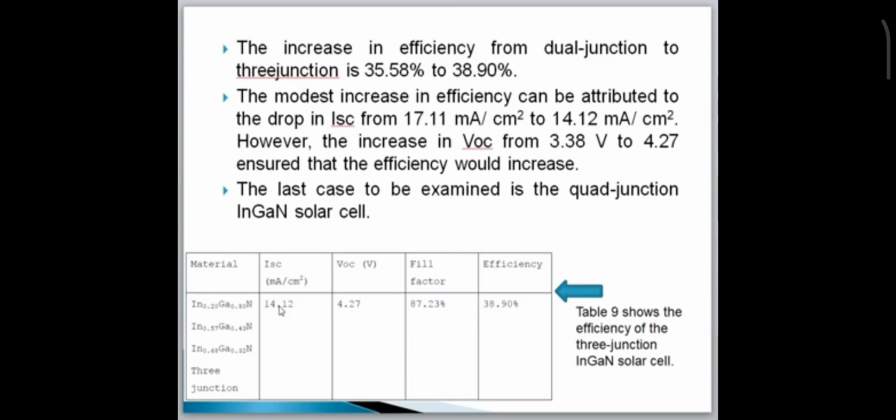From the table, you can note that in the 3-junction solar cell, the top layer has a mole fraction of 0.20 of indium gallium nitride material, 0.57 for the second and 0.68 for the third. It will reduce the short circuit current from 17 to 14.12 and increase the open circuit voltage, but it will maintain the efficiency increase from 35 to 38.90%.